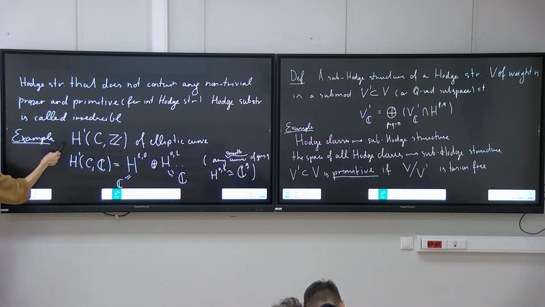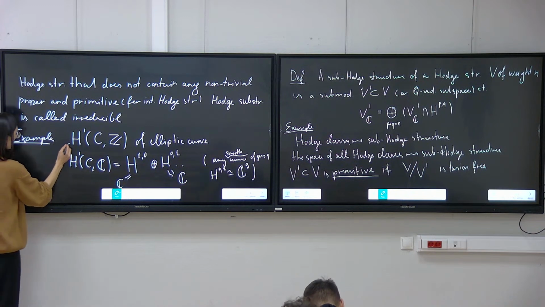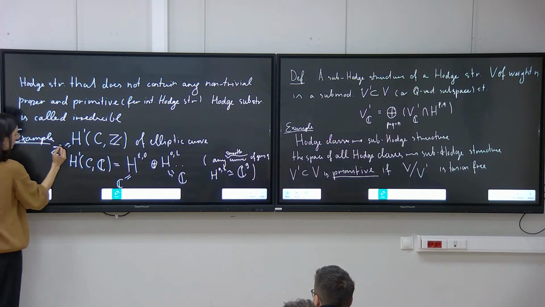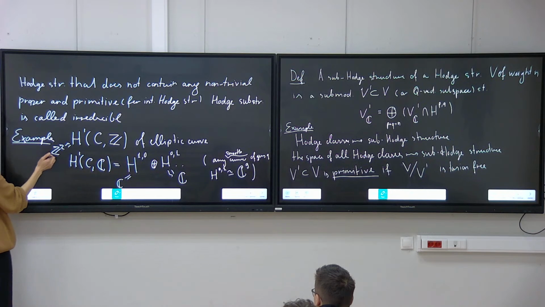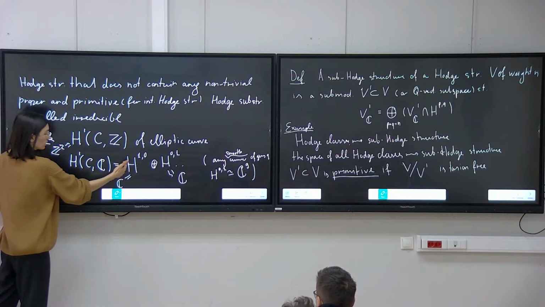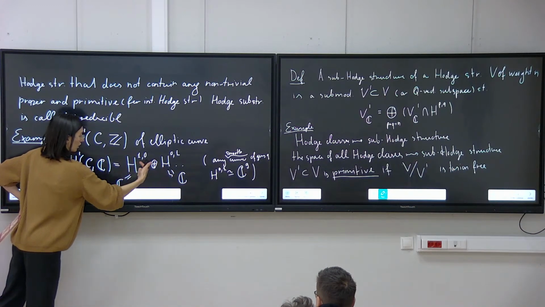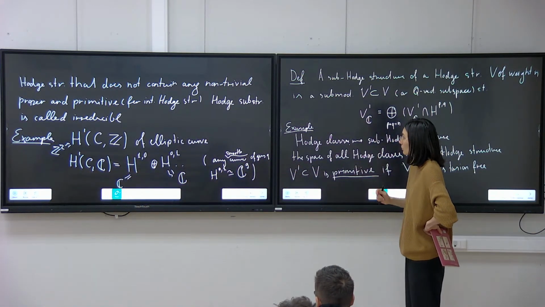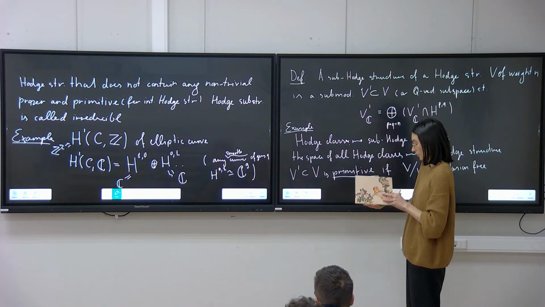So in what dimension for an elliptic curve? 2. So if we take any one-dimensional submodule here, right, we will obtain C, and it cannot give you this decomposition. Okay, this is an example of an irreducible Hodge structure.